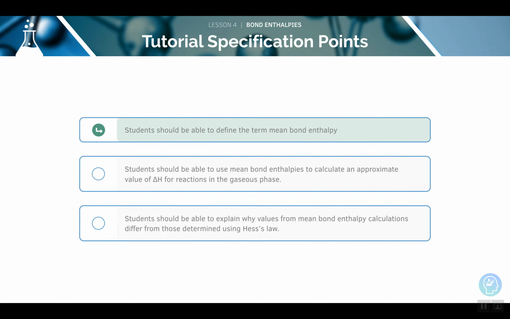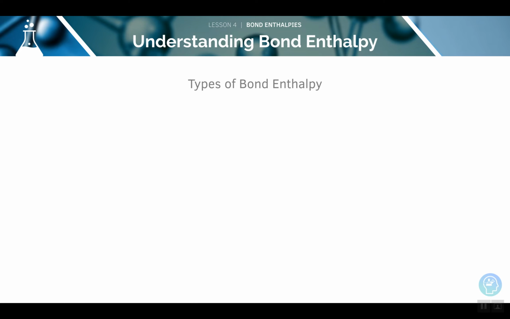The first objective is to define the term mean bond enthalpy. We will be covering 2 definitions in this section of the video. The first is to look at the term bond, and the next is to look at mean bond.